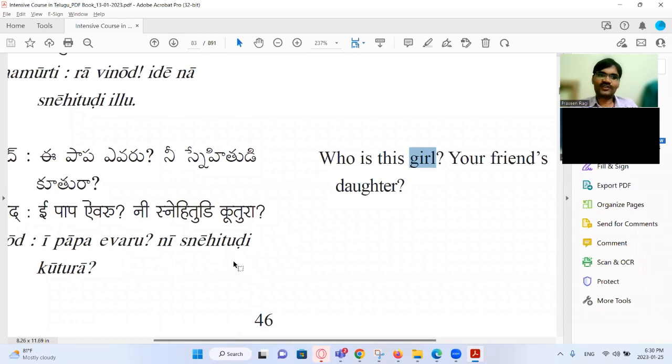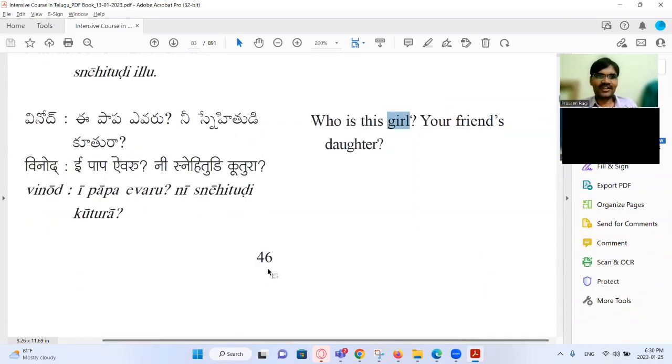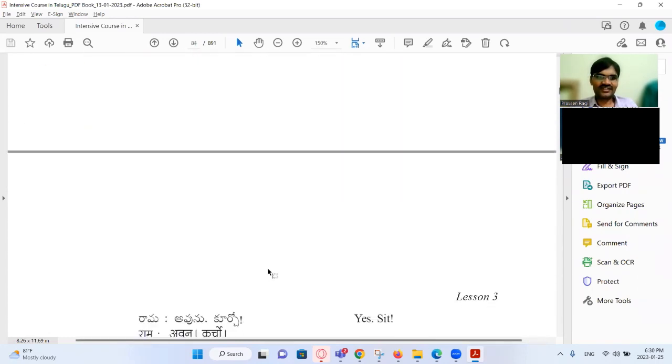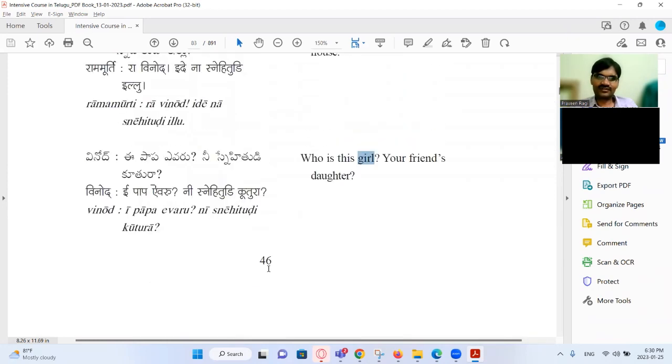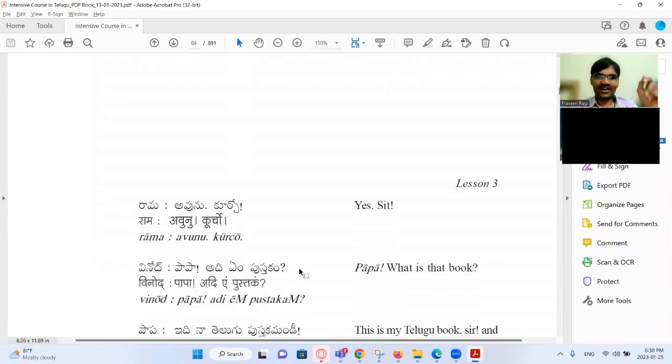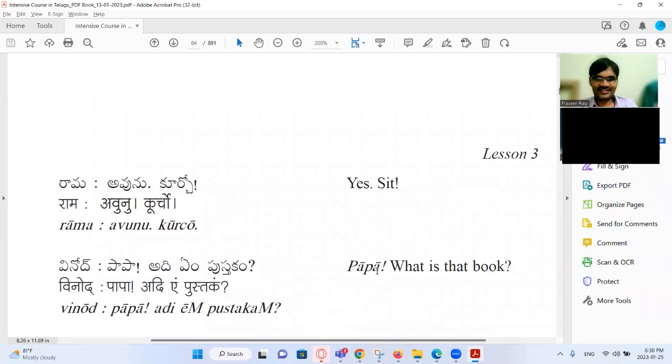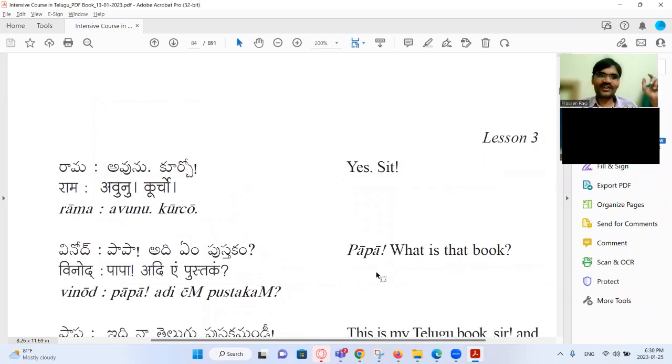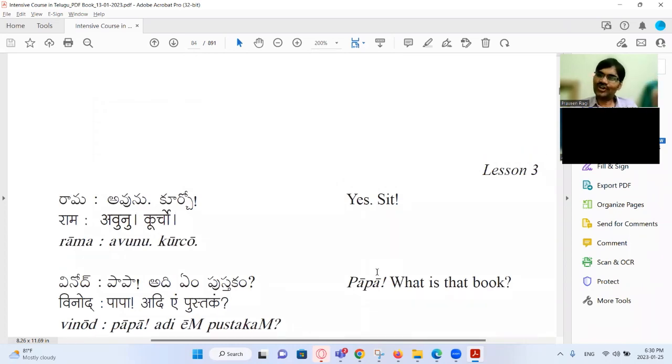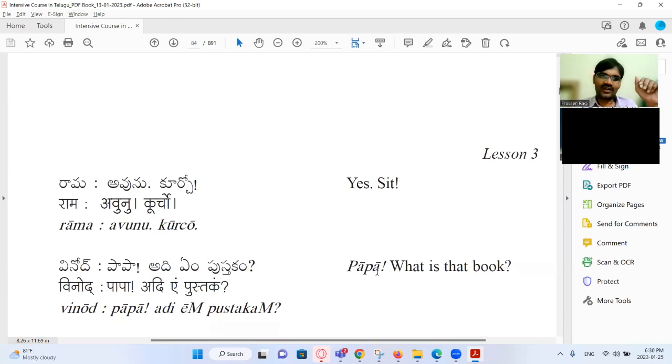Ee papa evaru. So that means there is a meaning also in the next sentence, I think. No, they did not give. No, no, actually same. Okay, same. Avunu kurcho. Yes, please sit, like that. Okay. So please sit means kurchondi. We add andi to show respect. Sit means just kurcho. Papa adi em pustakam.